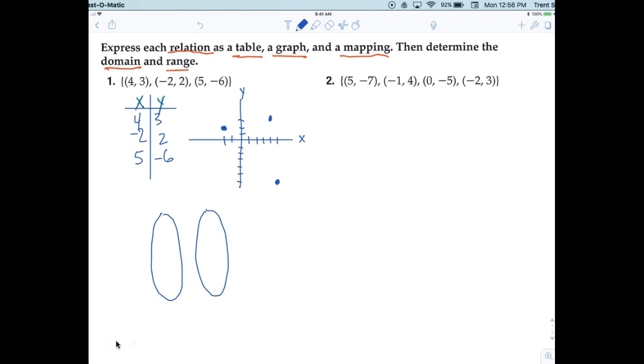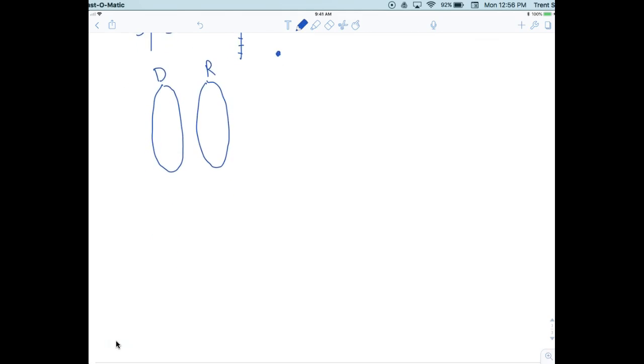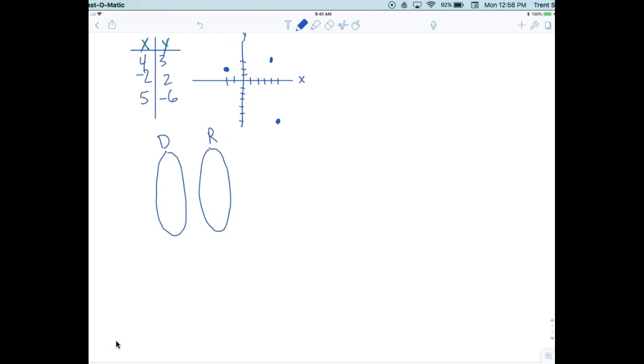2 little ovals here. And the first one is D and the second one is what? R. Now, the only difference here is, I don't know if your book always does it in this order, but generally when you're writing a mapping, you write from small to large. So what are the x coordinates from small to large? -2, 4, and 5. And then the range from small to large would be what? -6, 2, 3. Exactly correct.